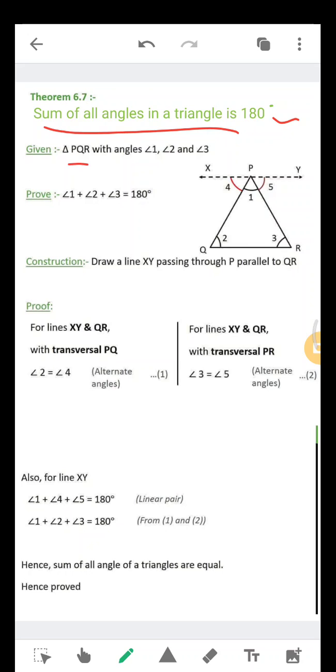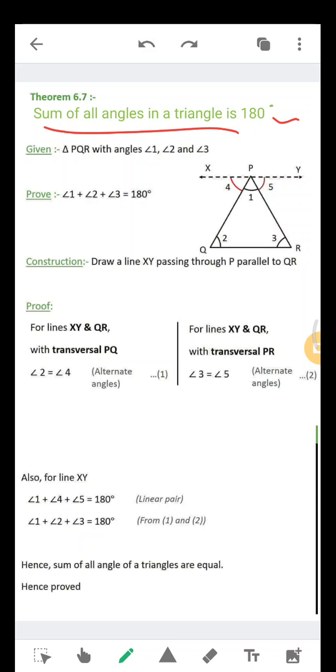I have taken a triangle PQR. You can see here a triangle PQR with angles. What are the angles of this triangle? 1, 2 and 3. We have to prove that 1 plus 2 plus 3 is equal to 180 degrees. Okay, sum of the angles of a triangle is 180 degrees. We have numbered the angles for our convenience.